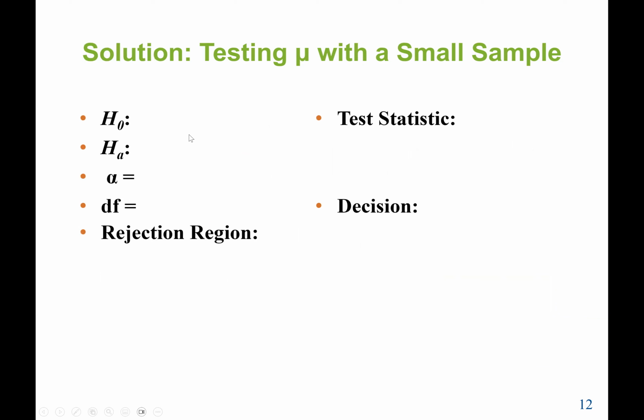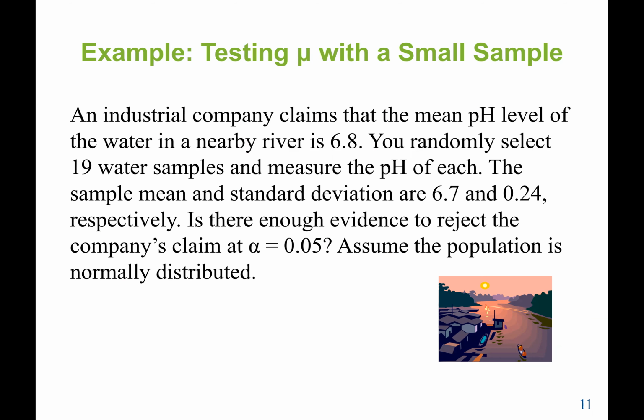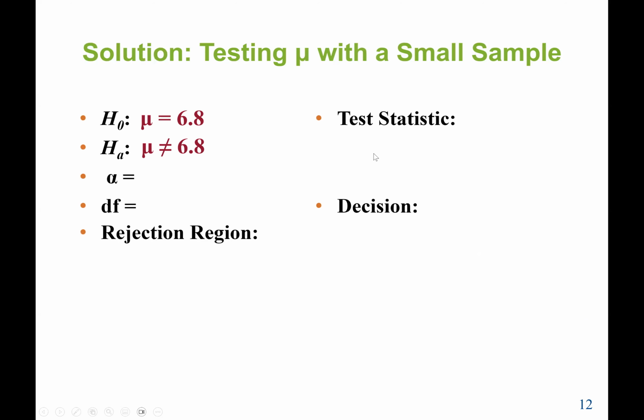So first we state our H0 and HA. From the question, the claim is 6.8. Since the claim is equal to 6.8, we are going to do a two-tail test. Here they say the pH of the water in the nearby river is 6.8. So we have H0: mu equals 6.8, and HA: mu not equal to 6.8.